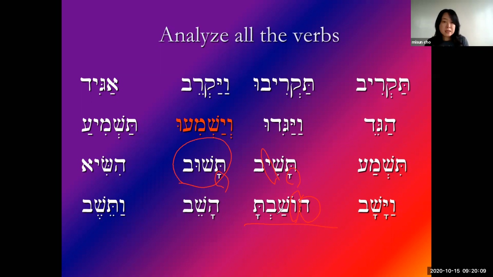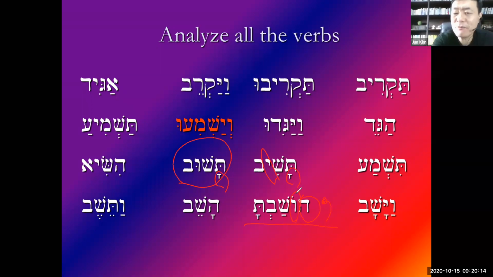Affix. Why? If you have a prefix form, then the preformative he cannot remain. It will disappear. So it must be in affix form. And the ta ending is also helping us to recognize it as affix form. So ta ending. Let's move on.